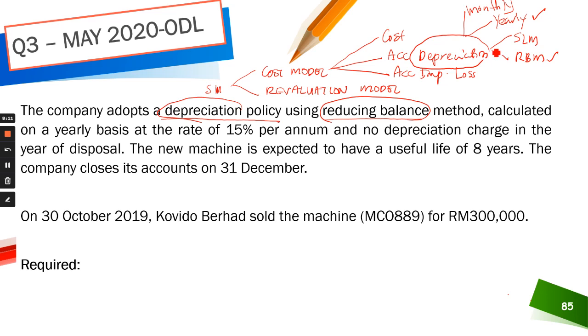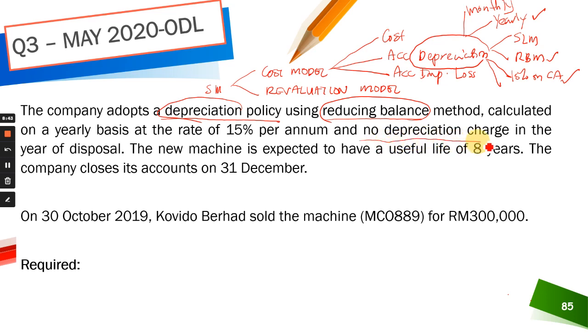And you will also have another thing, which is the rate, 15% of course. This 15% is going to be on the carrying amount, or the carrying value. There can also be other percentages, but in this question it is this 15%, right? And there is no depreciation charge in the year of disposal.